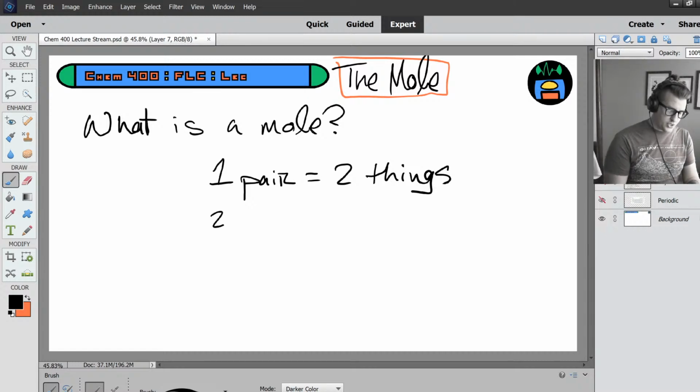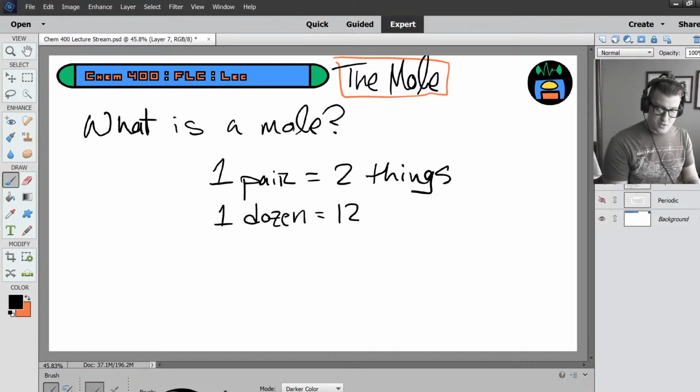If I had told you I had a pair of shoes, you'd be like, oh, two shoes. A mole is very similar to 1 dozen conceptually. If you have a dozen donuts, that means you have 12 things, right? Unless you have a baker's dozen, then it's 13. A mole is the exact same idea as these two, but it's just a whole lot more things.